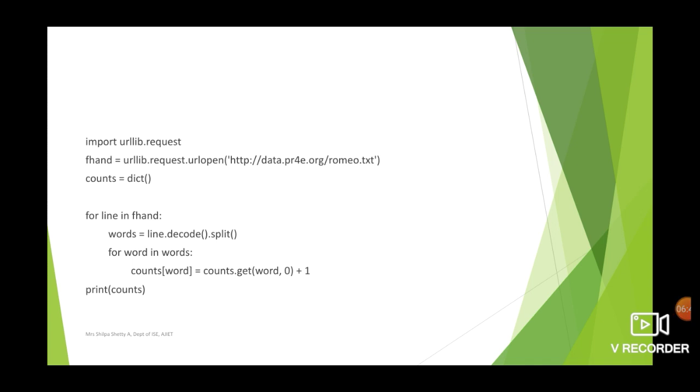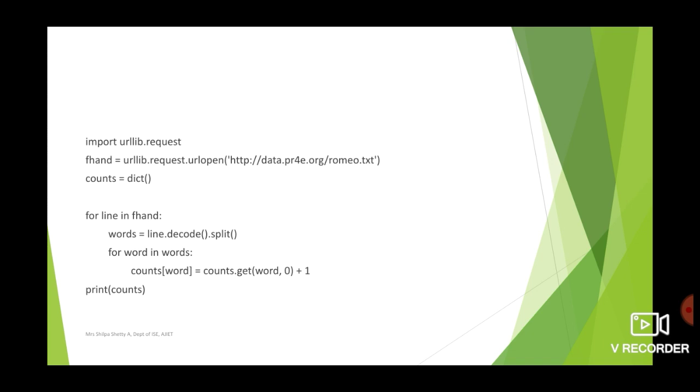So first, as we have discussed, we need to import the urllib.request module. Then let us open the particular URL by using urlopen, and we know that any web page is treated as a file here. So fhand is a file handler here.